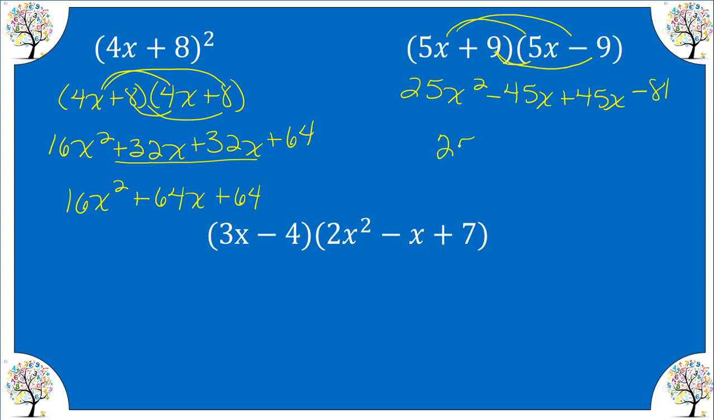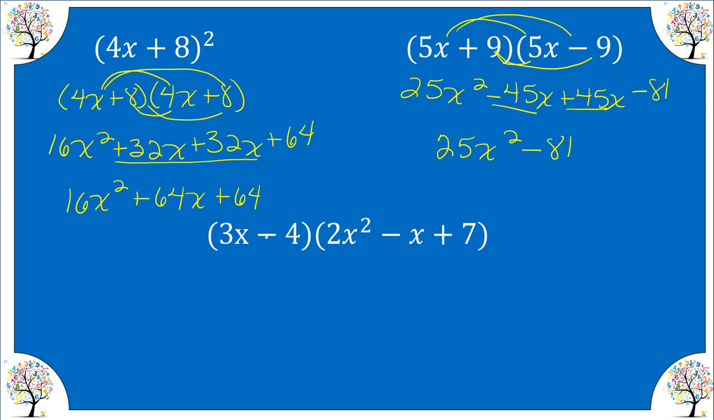So what do you notice about the two middle terms? We get 0. So you don't write 0, you just leave it blank. You just don't write anything for your linear term. They canceled out, and then we have minus 81. So now we ended up with a binomial. This is a quadratic binomial.